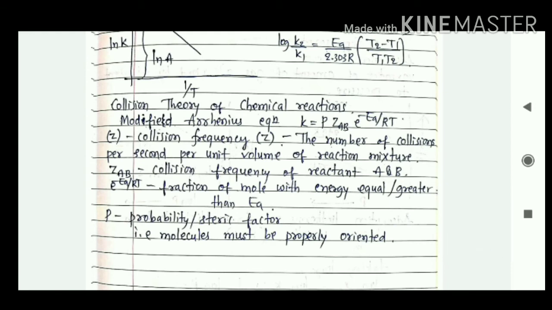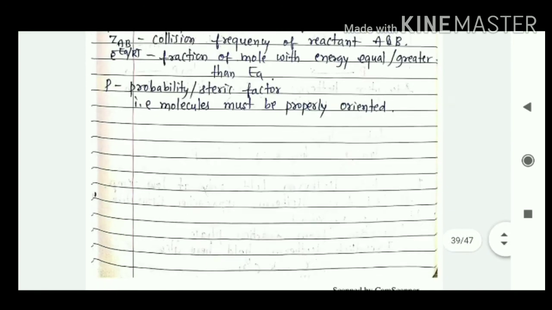Collision theory for chemical reactions. Modified Arrhenius equation: k is equal to P Z_AB e raised to minus Ea divided by R into T. Here Z is the collision frequency, in other words, the number of collisions per second per unit volume of reaction mixture. Z_AB is the collision frequency of reactants A and B. e raised to minus Ea divided by RT is the fraction of molecules with energy equal to or greater than Ea, or this activation energy. P is the probability or steric factor, that is, the molecule must be properly oriented, right?